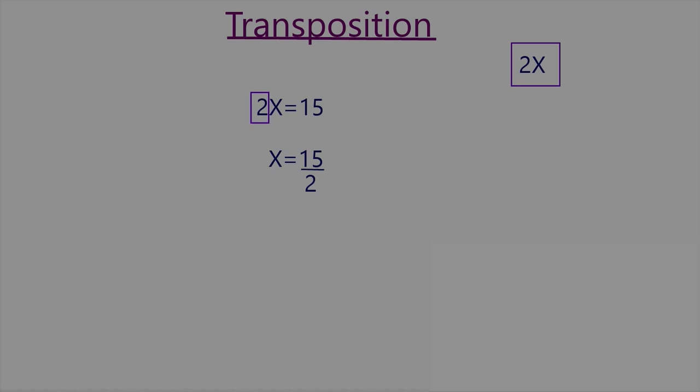15 divides into 2 equals 7.5, so we found x to be 7.5. Since we now know what x is, we can now multiply 2 by 7.5. We get 15.